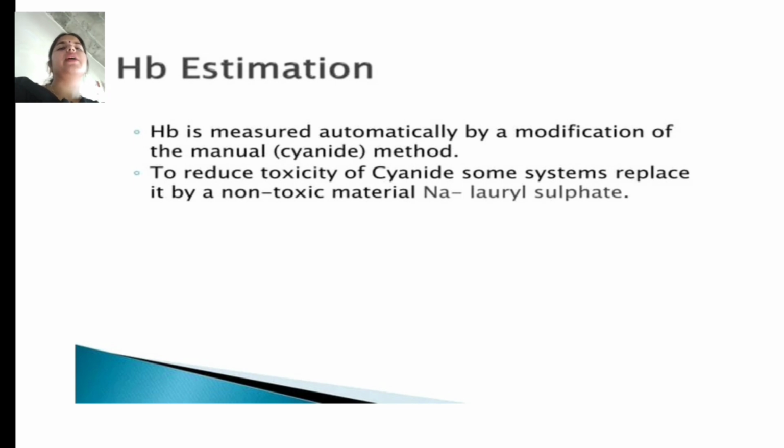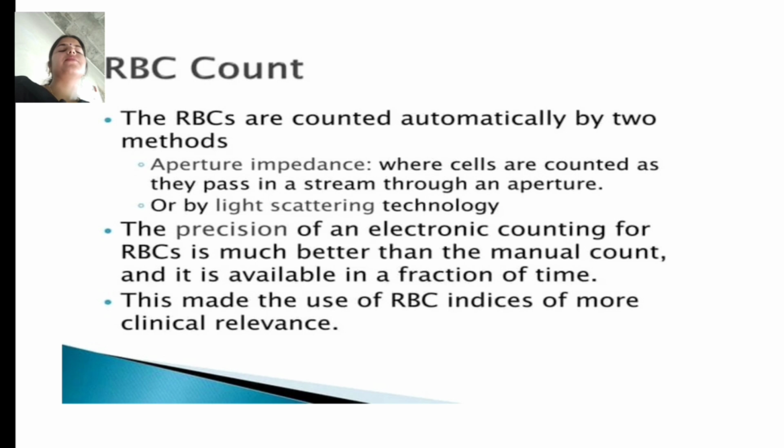HB estimation. HB is measured automatically by a modification of the manual cyanide method. To reduce the toxicity of the cyanide, some systems replace it with a non-toxic material, sodium lauryl sulfate.